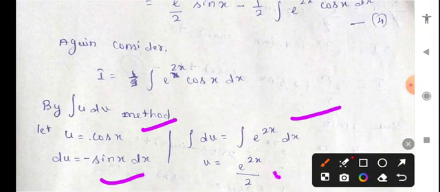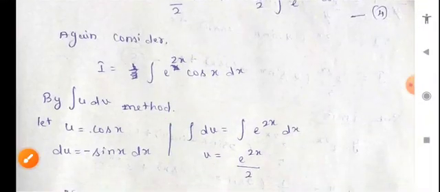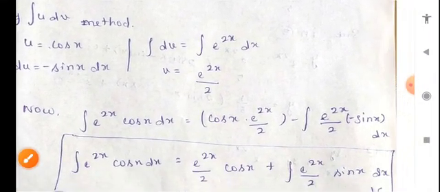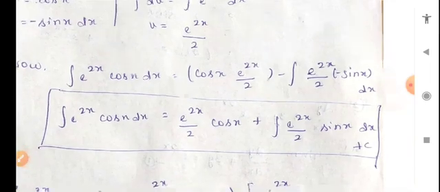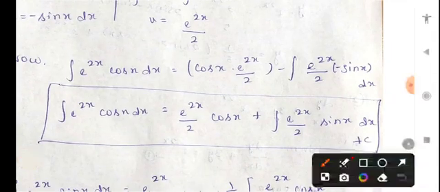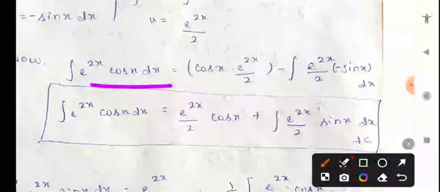So v is again e power 2x by 2. Now we apply the same u dv formula, uv minus integral v du. The integral of e power 2x cos x dx equals cos x into e power 2x by 2 minus integral over e power 2x by 2 into minus sin x dx.